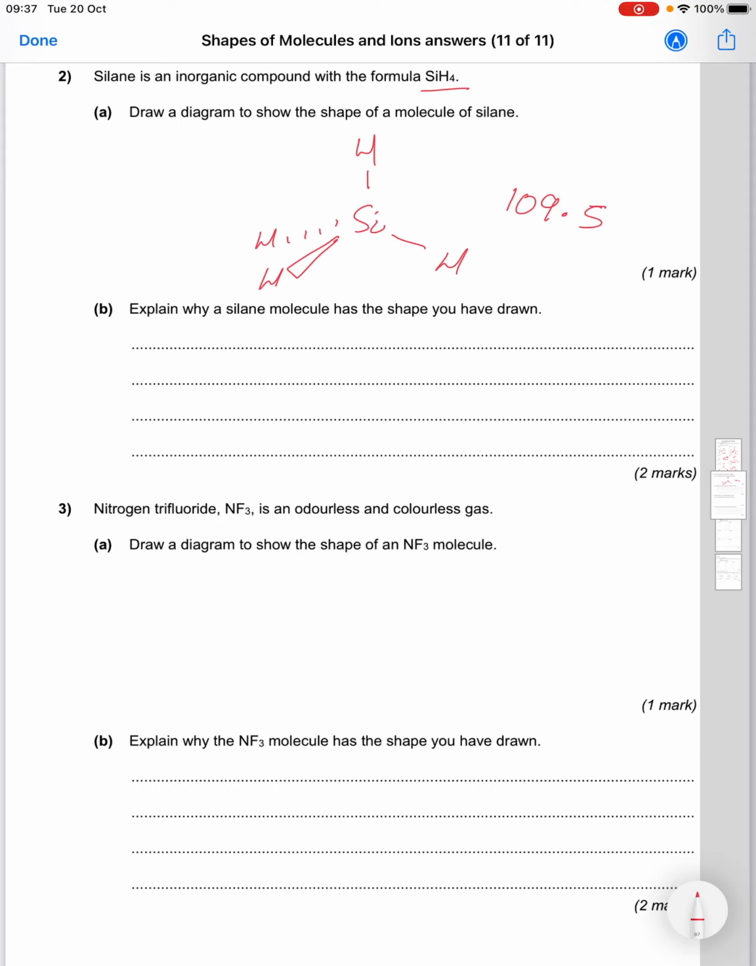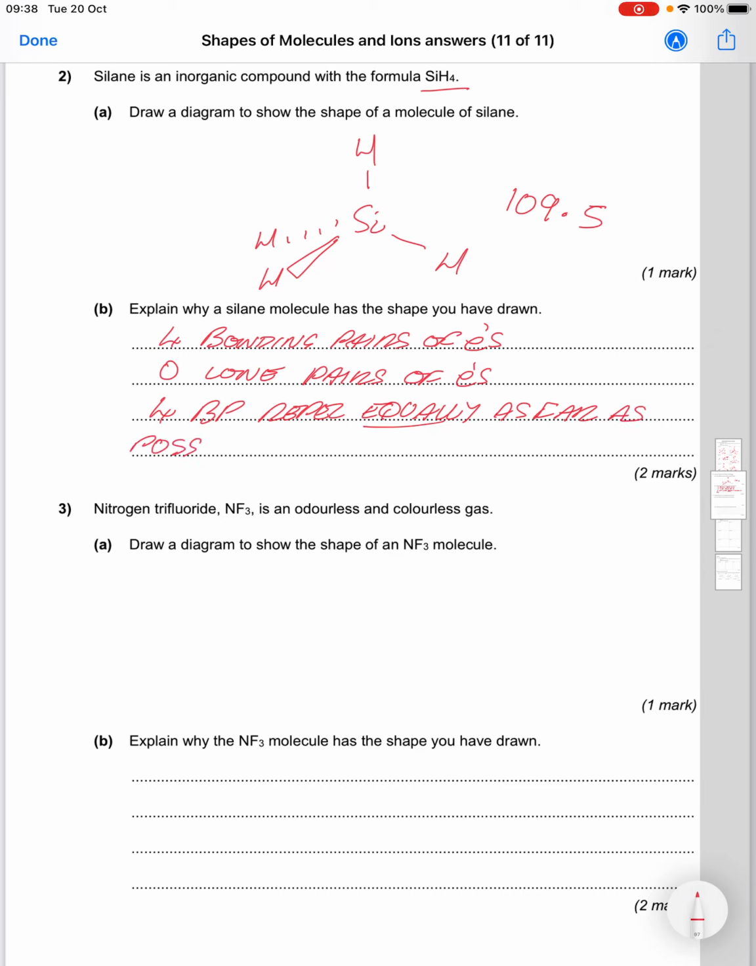Now, when you're explaining these, you have to talk about the pairs of electrons that are repelling. So there are 4 bonding pairs of electrons. There are no lone pairs of electrons. The 4 bonding pairs repel equally as far as possible around the central atom. Okay, so 1 mark for this part here and 1 mark for that part there, which brings us on to the next one.